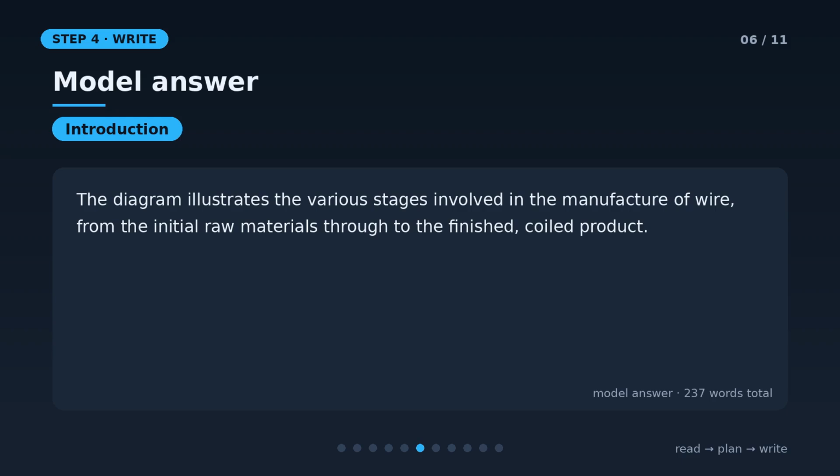Now the full model answer. The introduction. The diagram illustrates the various stages involved in the manufacture of wire, from the initial raw materials through to the finished, coiled product.